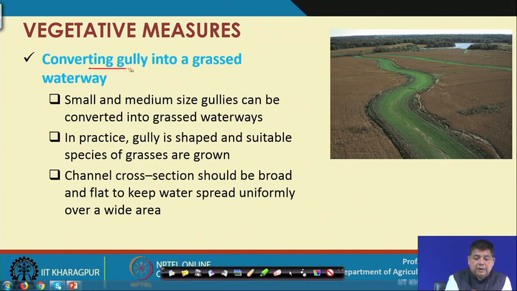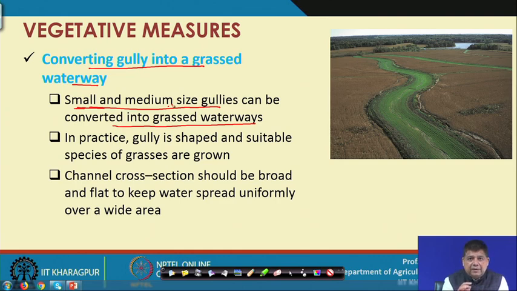One of them is converting gully into a grassed waterway. Just now we saw that if you have to convey the flow of water through the gully, then one way is to convert the gully into a grassed waterway. Small and medium sized gullies can be converted into grass waterways, and that is why we always refer to these sizes, small and medium. That means the depth is limited to 5 meters and the drainage area is limited to 20 hectares. That is when we say small and medium sized gullies. So, they can be converted into grass waterway.